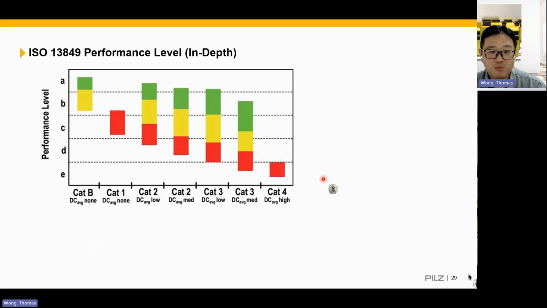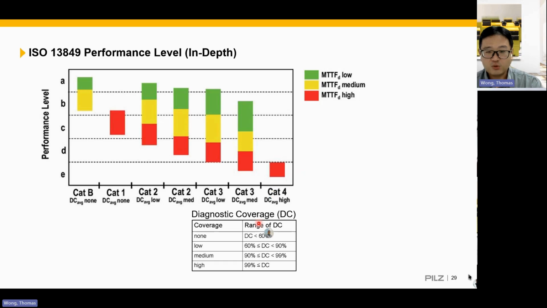Now we look more into the performance level to gauge what performance level it is. We need to look at a few factors. You look at this color coding here: green, yellow, and red, which is represented in this chart. This is mean time to dangerous failure, which could be low, medium, or high, so take note of this. The next one to look at in this chart is also diagnostic coverage. This diagnostic coverage could be none, low, medium, or high, which is all rated here.